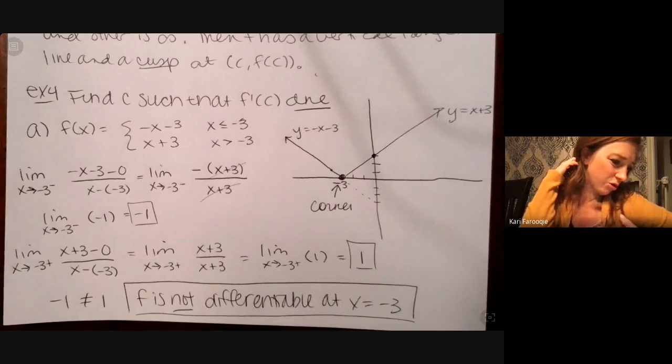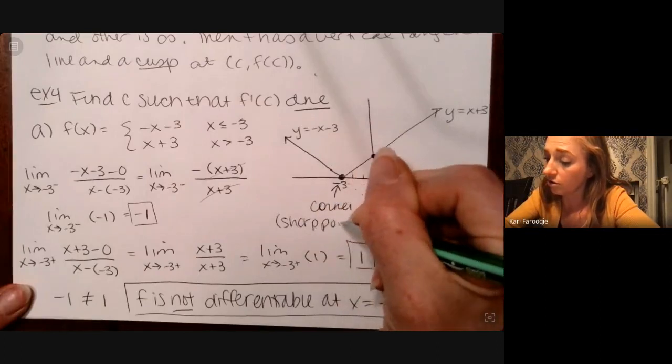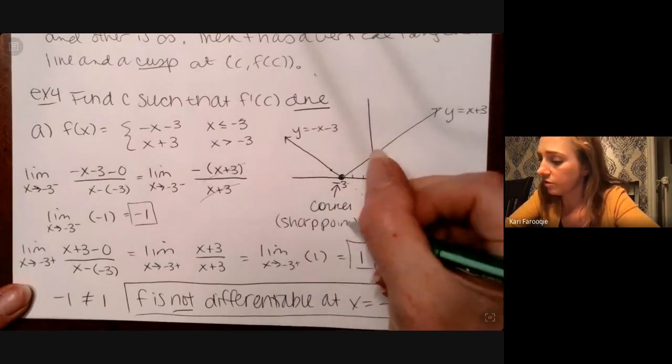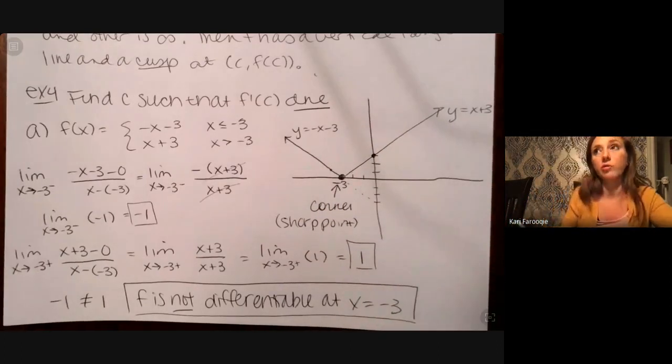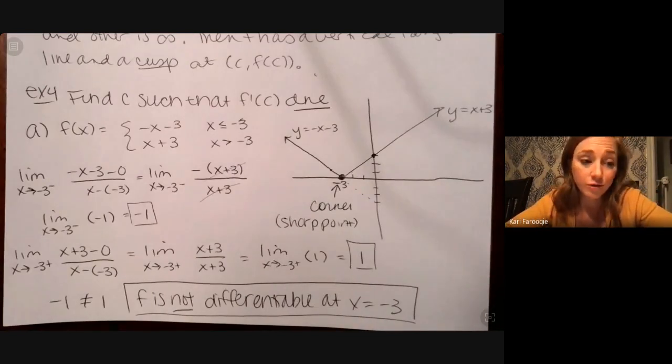And I'll do one more of these. And again, anytime you see a sharp point on a graph, and a lot of times you're going to see sharp points on these piecewise functions or absolute value graphs, you're going to have a situation where the function's not going to be differentiable at the sharp point. Such is life.